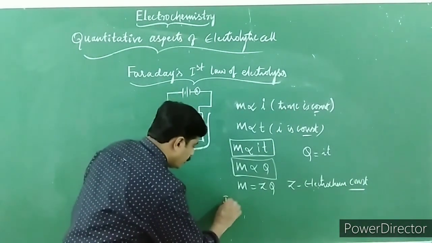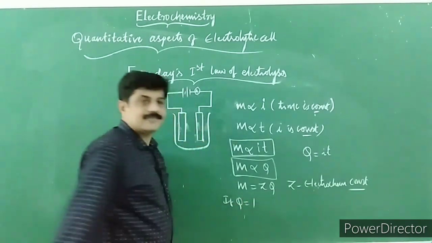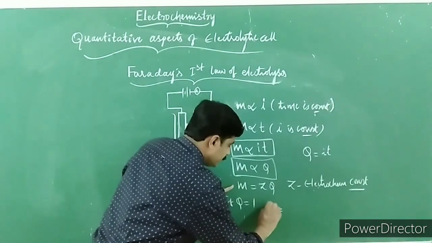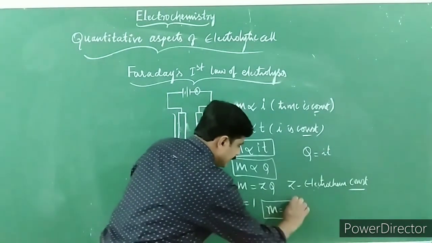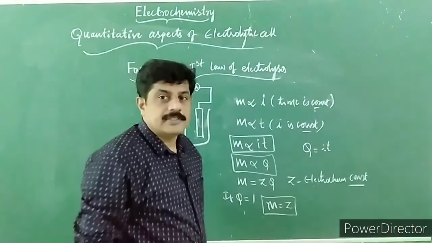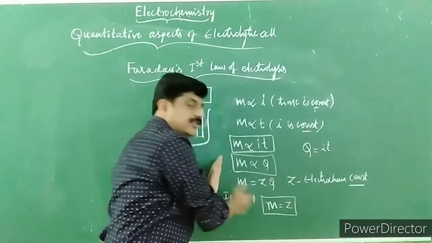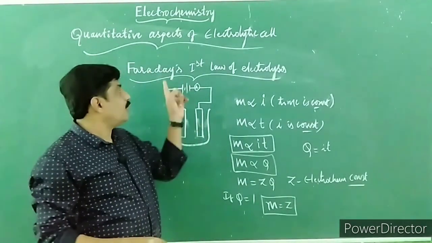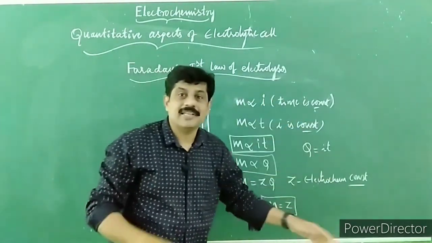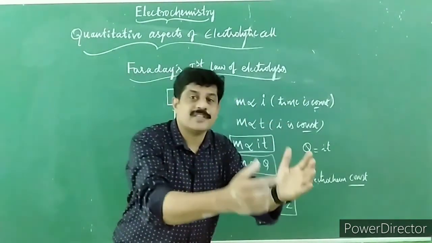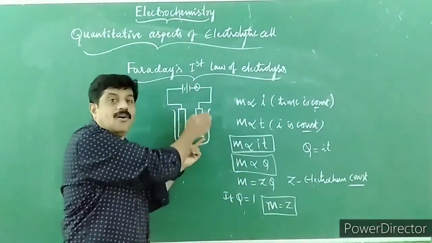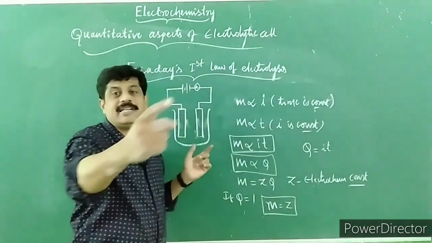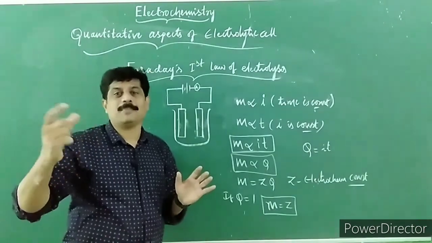Remember, if Q is equal to 1 coulomb, now what will happen? Look at here, M is equal to Z. Children, based on his observations, Faraday has proposed the first law of electrolysis, which is called Faraday's First Law of Electrolysis, which states that the amount of substance deposited or liberated at an electrode is directly proportional to the quantity of electricity supplied or passed.